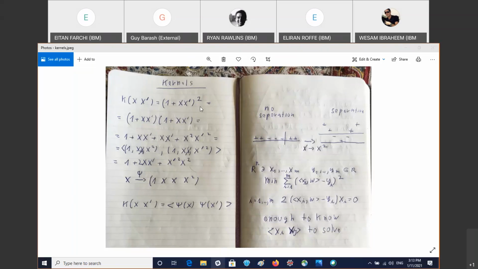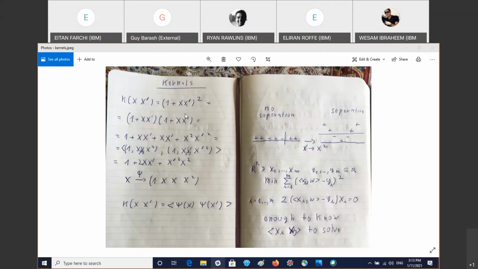So this is a special case of taking the scalar multiplication of x and x prime in any dimension Rd, and taking the power of k, any k. Okay? And I claim that this is a kernel. So what I need to see is that I have some embedding in some higher dimension in which this is the result of the scalar multiplication of the embedding of x and x prime. Okay?